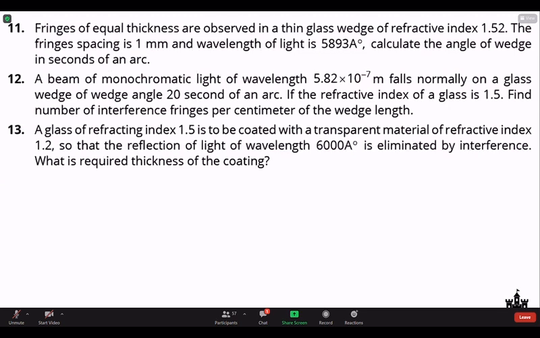I am going to share some solved examples as well. These are a few problems which you can try on your own. And we can all discuss the solutions later or during our other sessions.